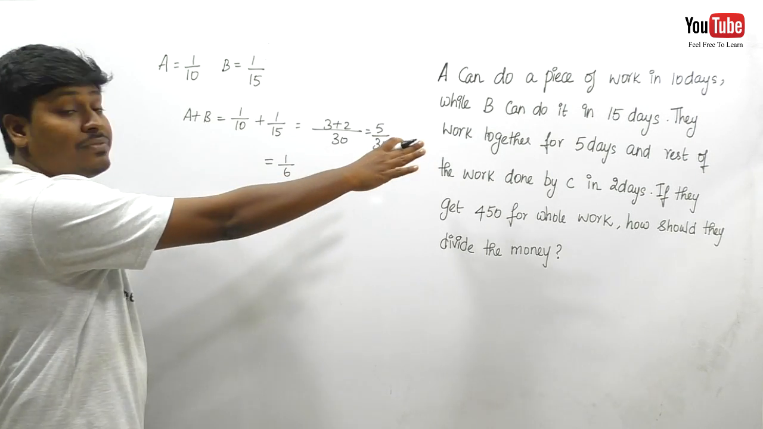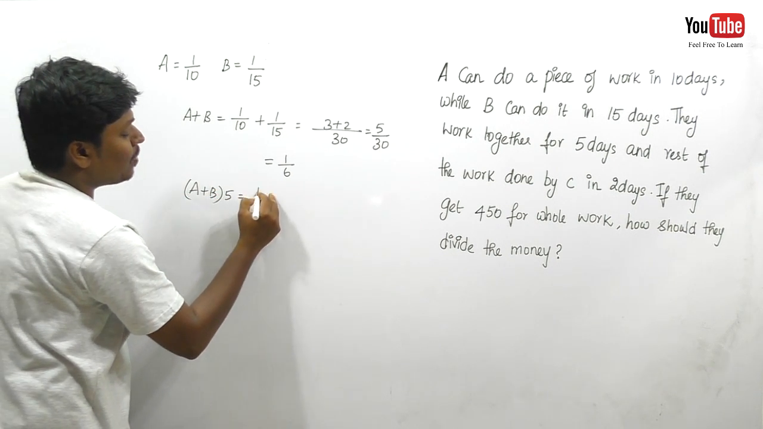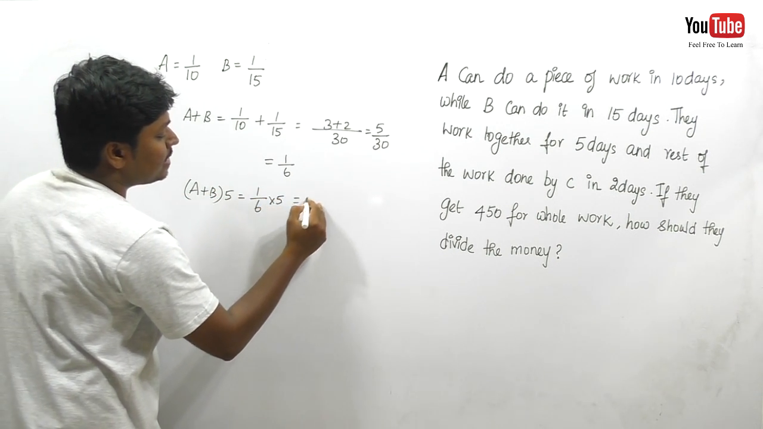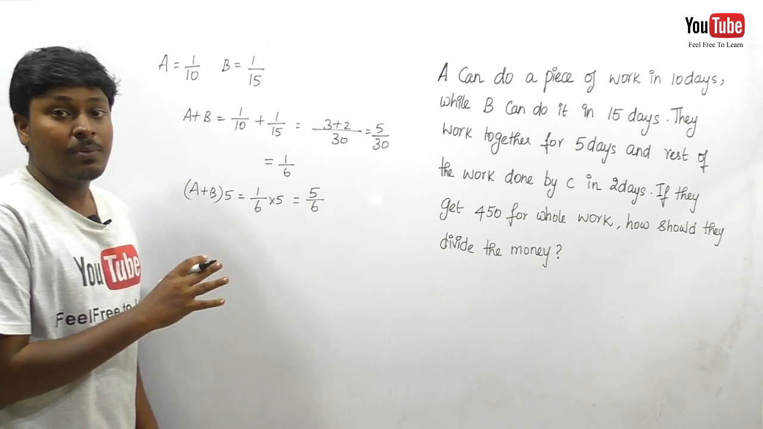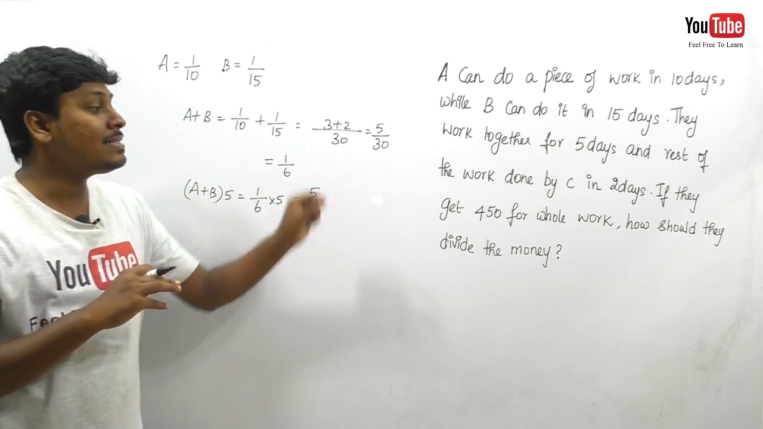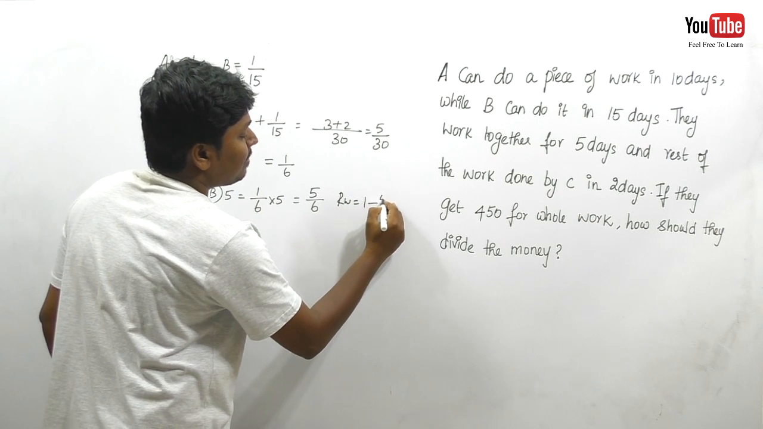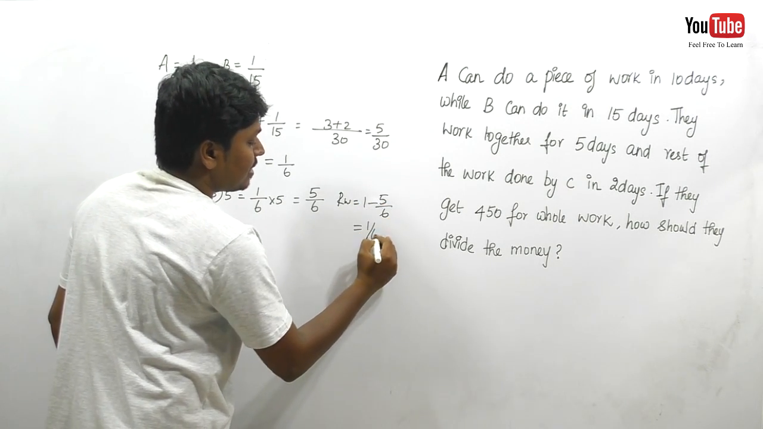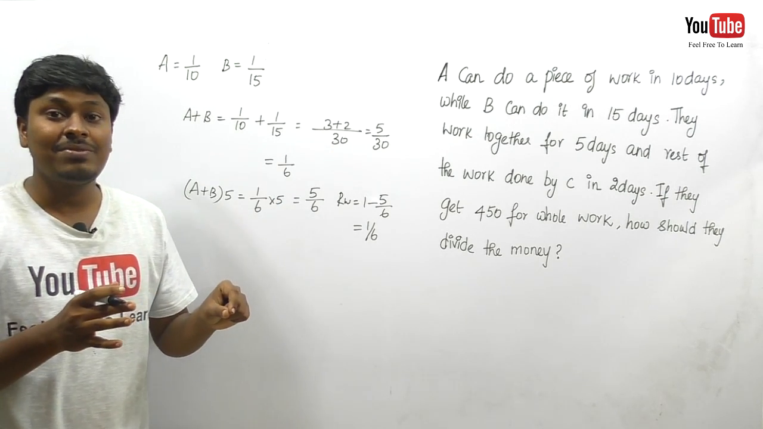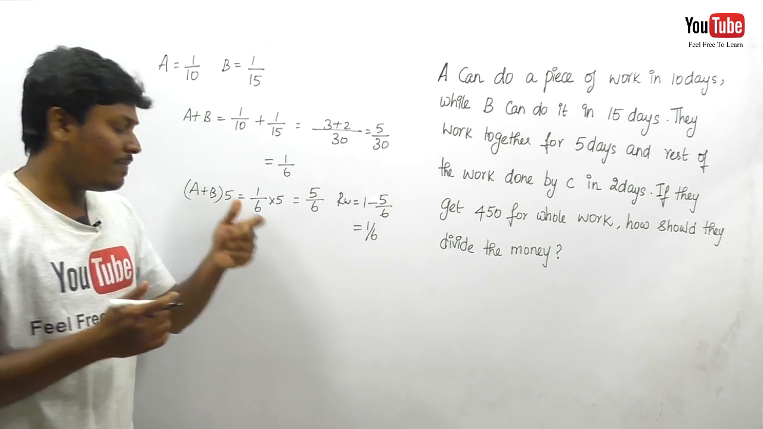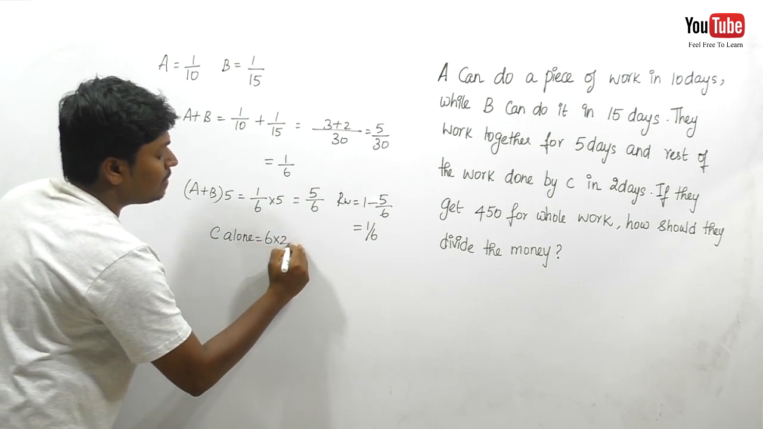But they have said that they worked for 5 days. So A plus B into 5, so 1 by 6 into 5, the result will be 5 by 6. So friends, they have completed 5 by 6 of the work in 5 days, but the remaining work is done by C in 2 days. So what is the remaining work, friends? The remaining work will be 1 minus 5 by 6, that is 1 by 6. This 1 by 6 work is completed by C in 2 days, but our target is to find what C alone can complete. We can say that C alone can complete the job in 6 into 2, that is 12 days.